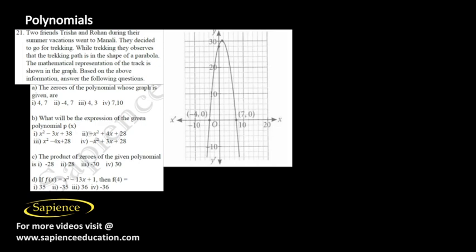Two friends went for trekking, and the trekking path which they took is of the form of a parabola that is also given in the diagram. Based on this, there are 4 questions. First question is the zeros of the polynomial in the graph.